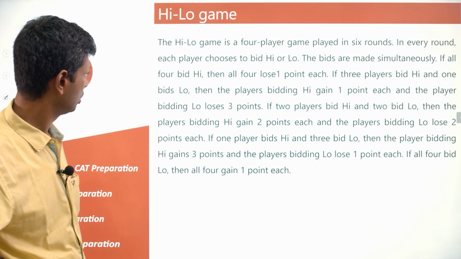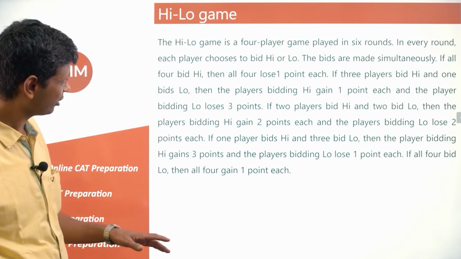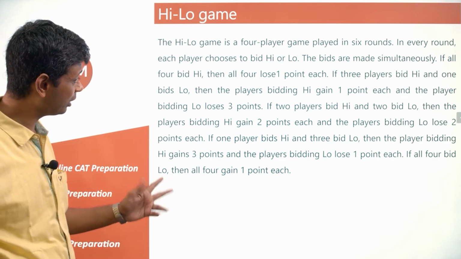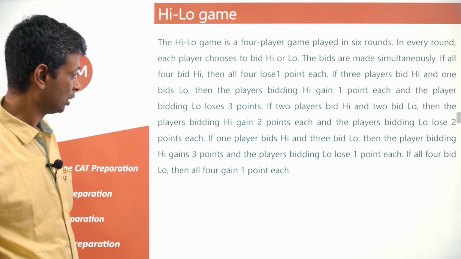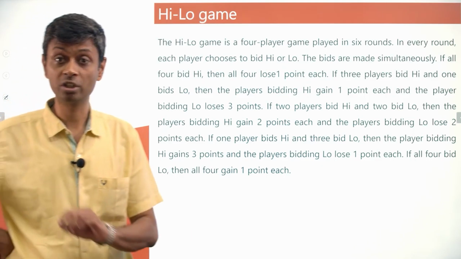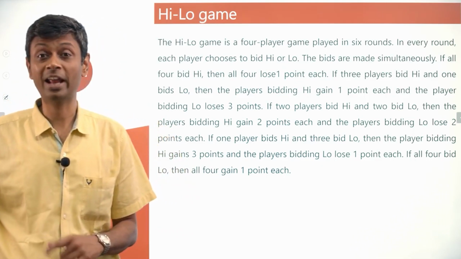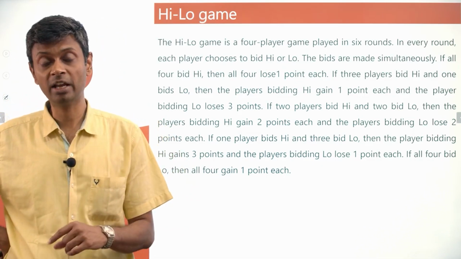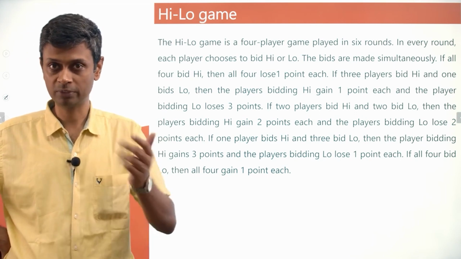Wonderful. It's interesting, but throughout, the high bid is better. Right? Let's go to the last one. If all 4 bid low, then all 4 gain 1 point each. So bidding low is good for everybody. If everybody bids high, everybody stands to lose. So that's what you're thinking.